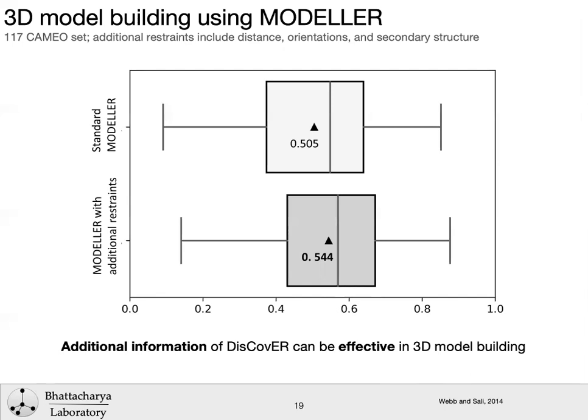To further examine whether the additional information such as distance and orientation used in DisCovER can further improve the 3D modeling, we compare the standard automodel class of MODELLER with MODELLER that integrates additional restraints from predicted distances, orientations, and secondary structures. Here, MODELLER with additional restraints shifts the TM score distribution towards higher accuracy, demonstrating that 3D model building using MODELLER with additional restraints can be an effective use of the additional information of DisCovER. Therefore, we follow this model building approach henceforth.